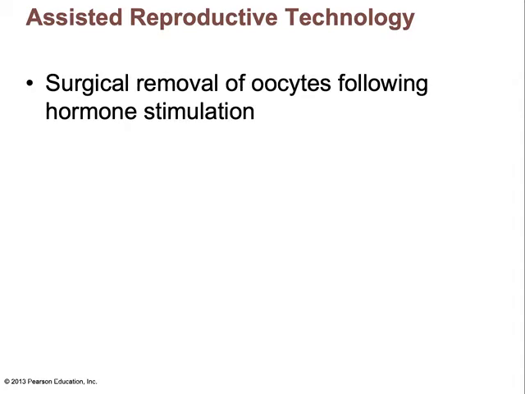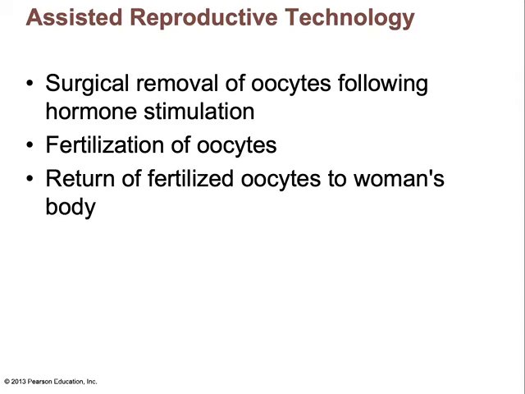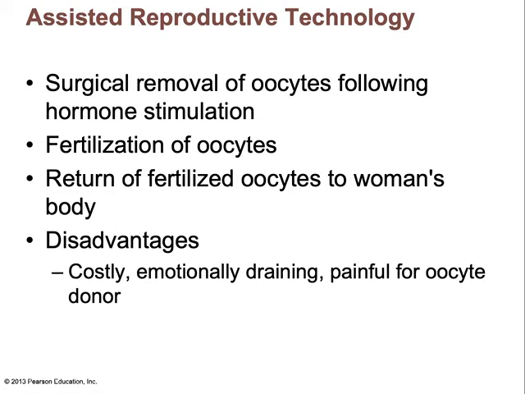In the event that natural conception isn't possible, we can engage in reproductive technology in order to promote childbirth. Surgical removal of the oocytes, under the influence of hormones that are super ovulators, allows these oocytes to be harvested and fertilized outside the womb, and then we can return those fertilized oocytes to the woman's womb. The problem is it's expensive.